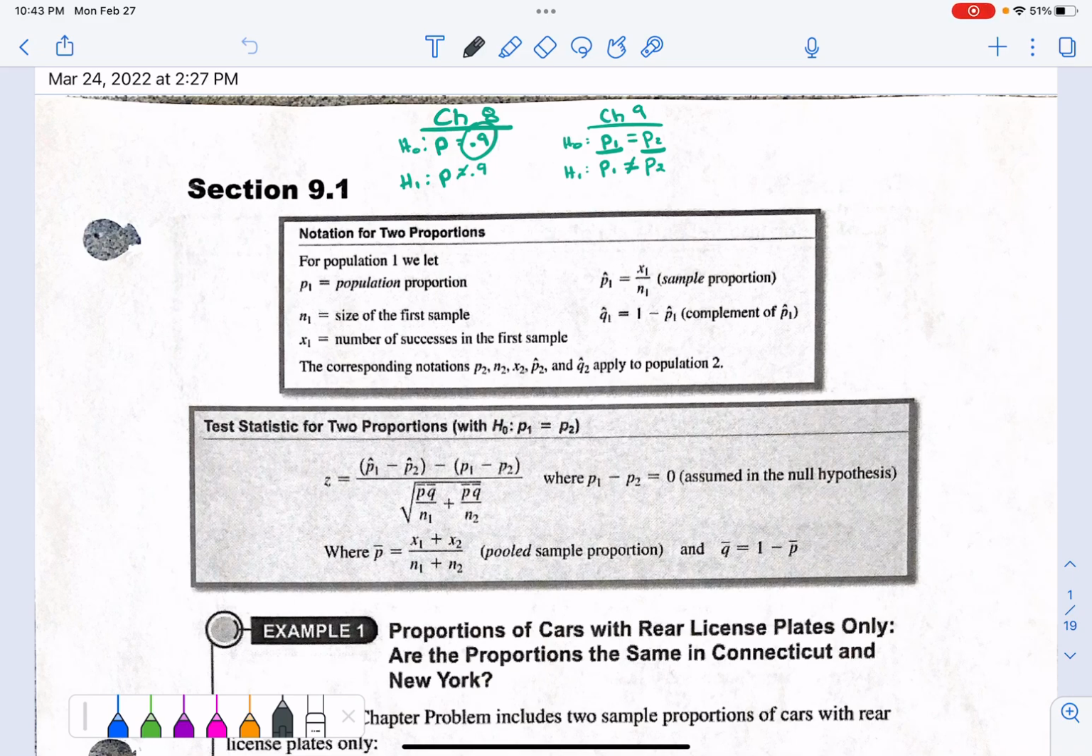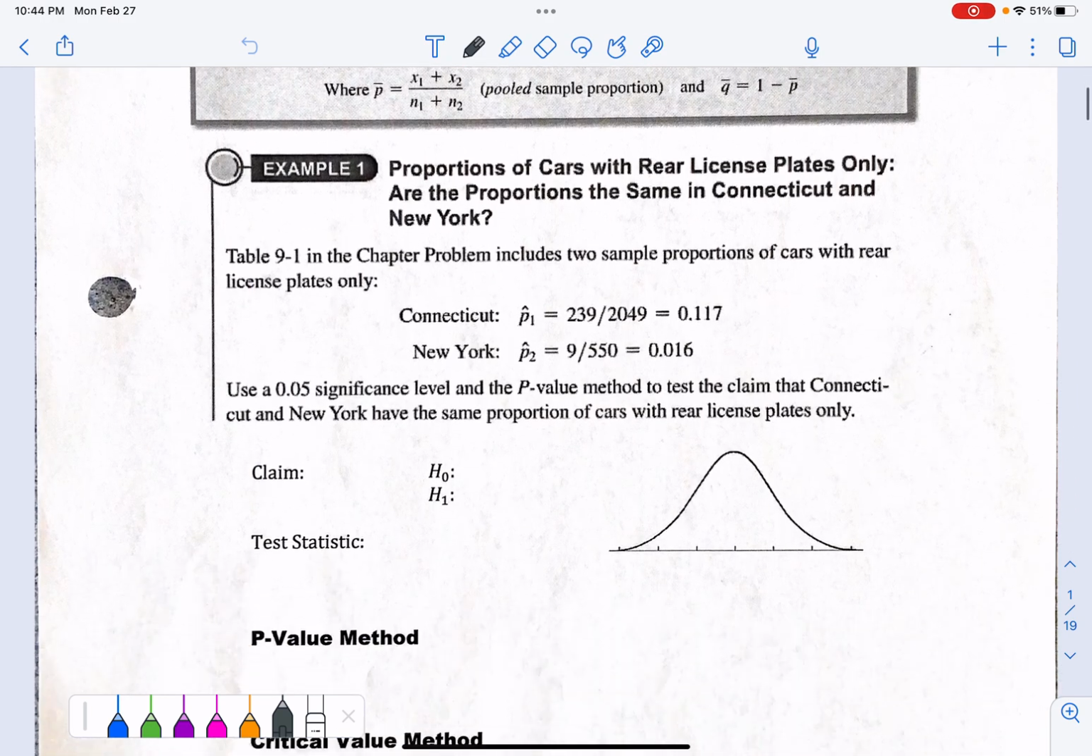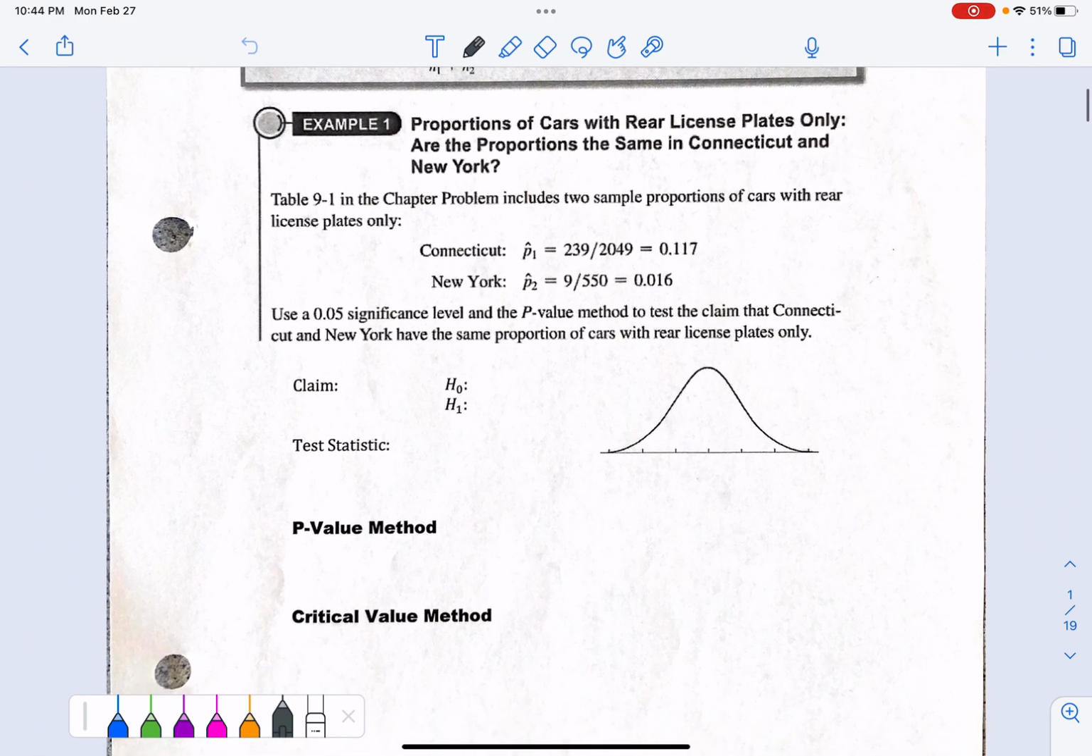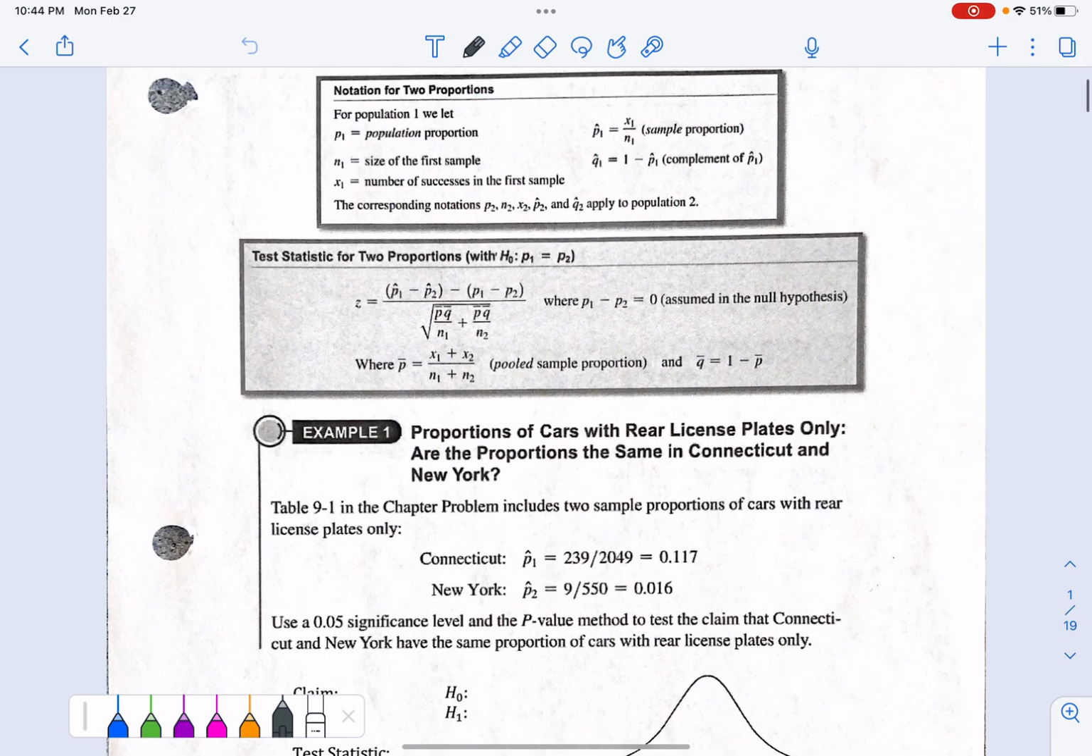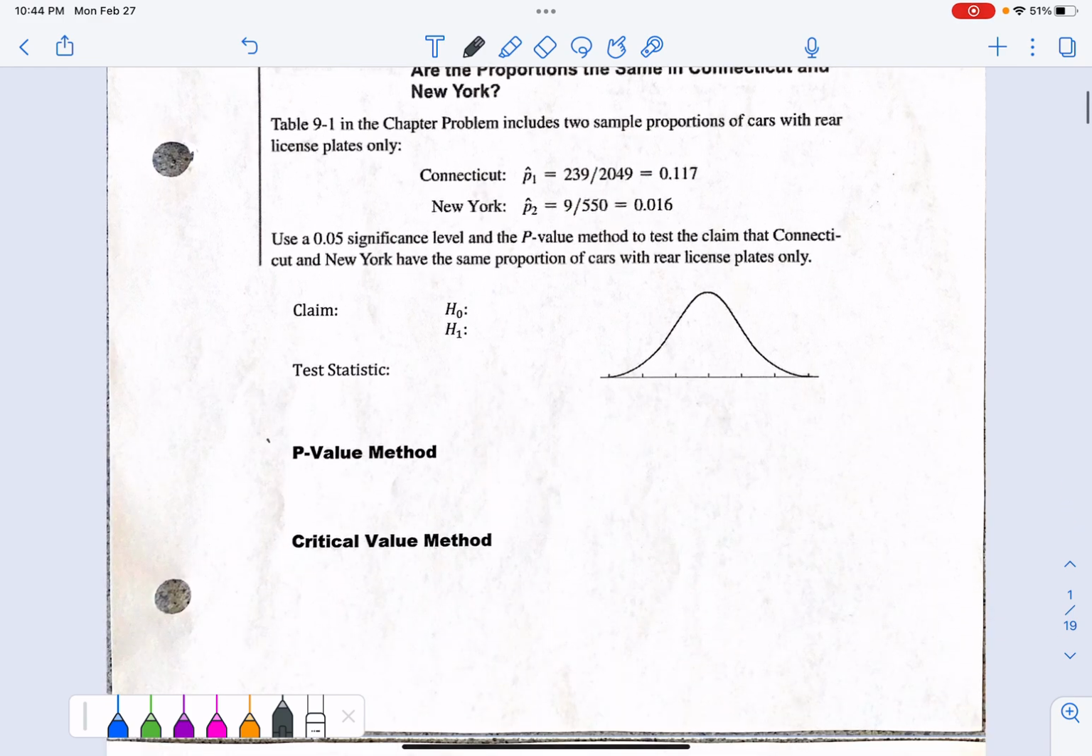Right, stats, I'm going to give you the notes for section 9.1. There are really two problems. Example 1 is the main one, using the main formula that we have here for calculating stuff. But then we have the p-value method and critical value method, so I'm going to show you those two methods.